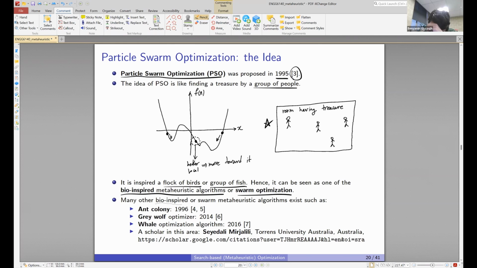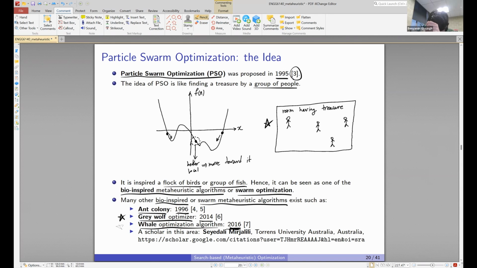There are many other bio-inspired or swarm metaheuristic optimization algorithms, such as ant colony proposed in 1996, gray wolf optimizer in 2014, whale optimization algorithm in 2016. Ant colony is based on the colony of ants. Also, gray wolf optimizer, a colony of gray wolves which attack a mammal, for example, and whale optimization algorithm, mimicking the behavior of whale in oceans.